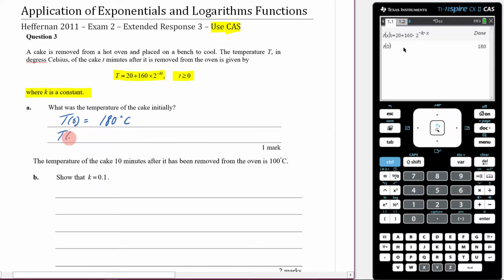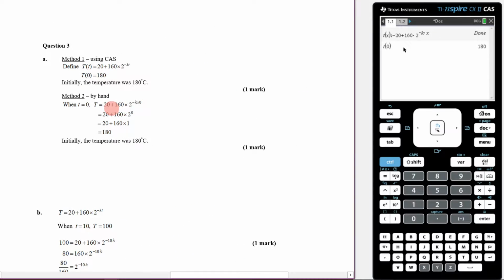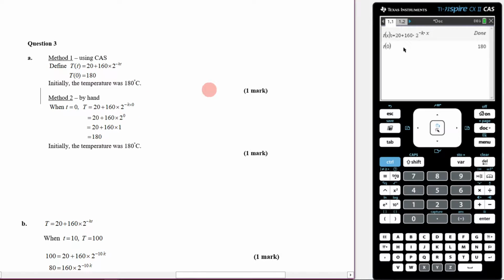I would argue maybe it's a little easier to do it by hand than typing it into your CAS, because you're simply going to go 20 plus 160 times 2 negative. Now, if I set this to 0, would you agree this whole thing would just be that? And then you're going to end up with 20 plus 160 times 1, which is just 180 degrees Celsius. So you can do it with the CAS, or you can do it by hand. If we look at our mark scheme over here, it tells us that you could either do it with your CAS this way, or you could do it by hand this way as well. So you can pause here if you want to have a look at that working there.